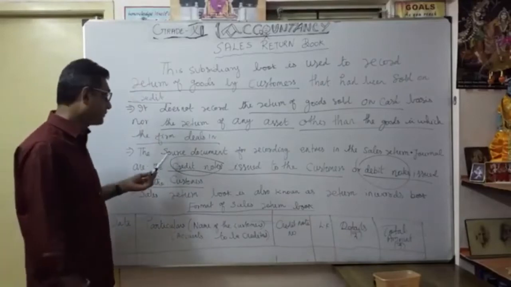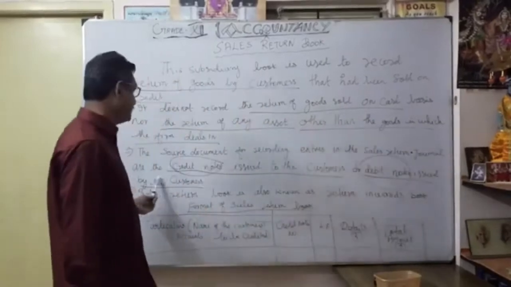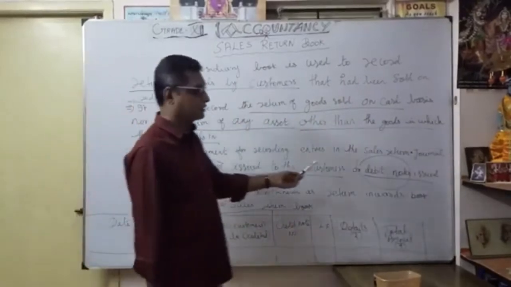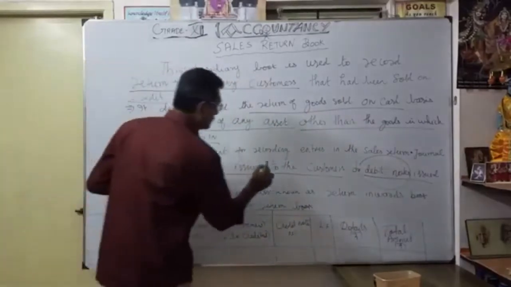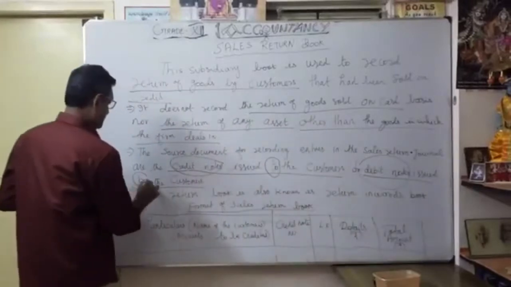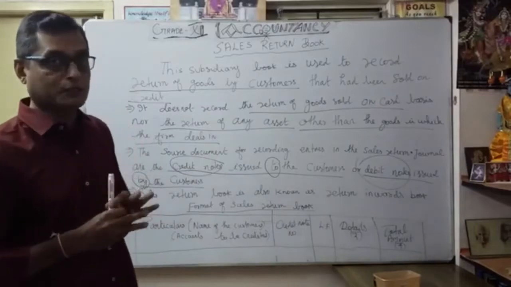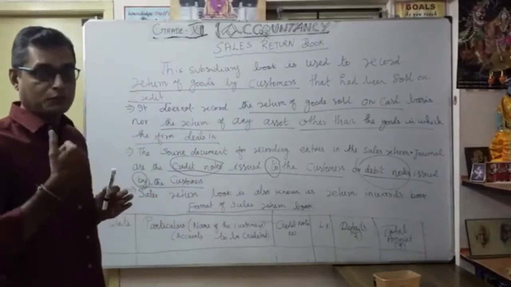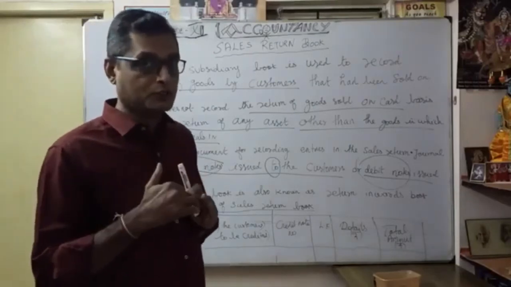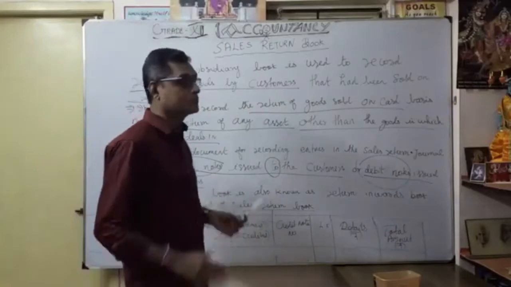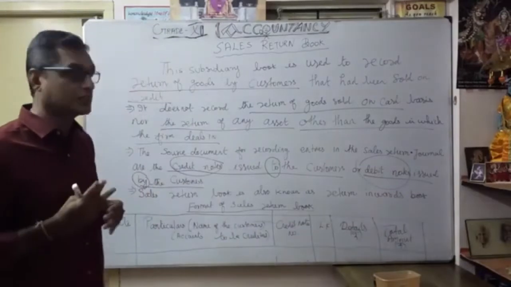I repeat once again. The source documents for recording entries in the sales return journal are the credit notes issued to the customer or debit notes issued by the customer. You understood this: issued to, issued by. So that's the very important source document, the credit note and debit note. Who will issue? According to us, what note they are going to issue, from the customer's point of view, what note are they going to issue there? Definitely you are confused, so to avoid that, by practice you will be able to understand, isn't it?